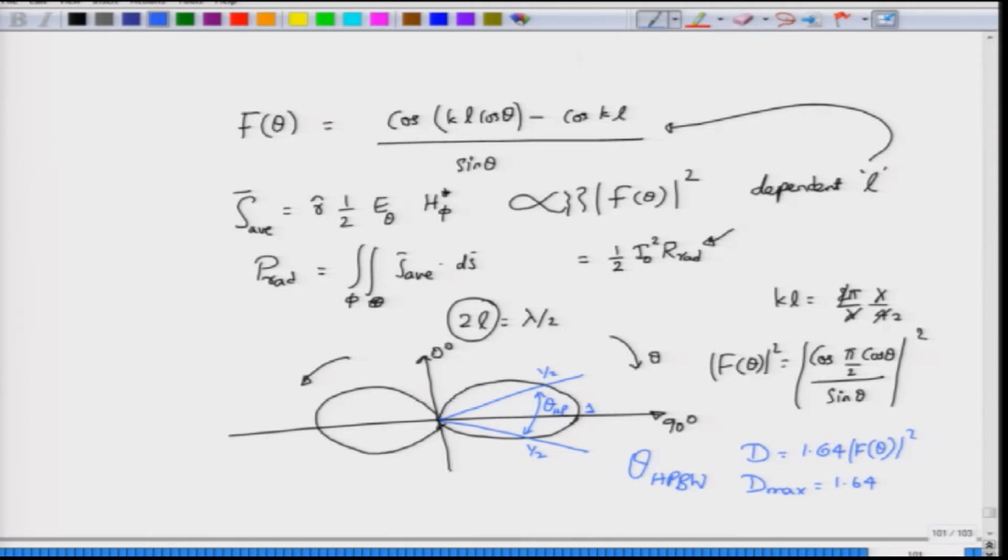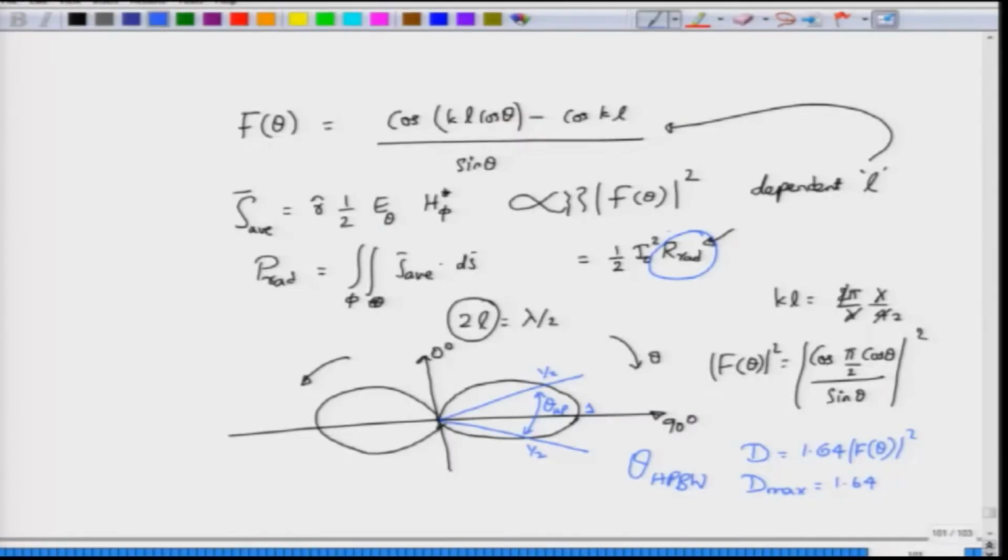Okay. So, if you compare the maximum directivity of a short dipole, the maximum directivity of the short dipole was 1.5, whereas the maximum directivity of this linear antenna is 1.64. So, there is not much of an improvement in terms of the directivity, but what we will see is that there is a large improvement in the radiation resistance.